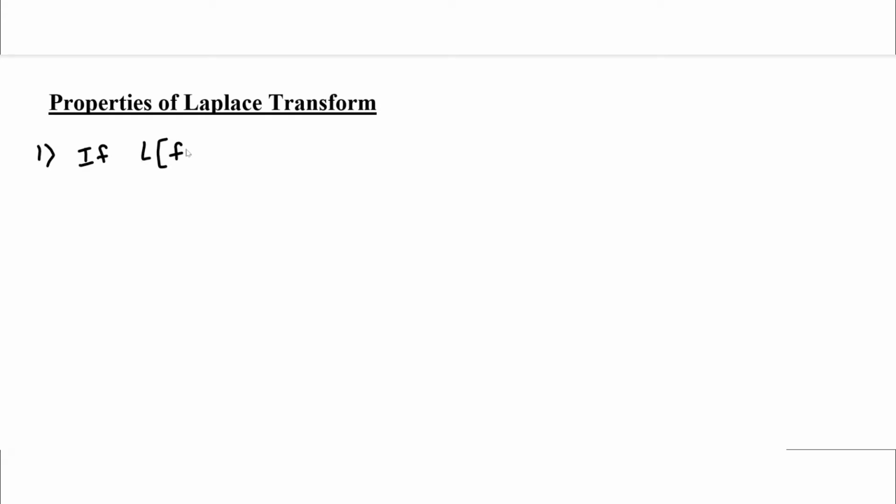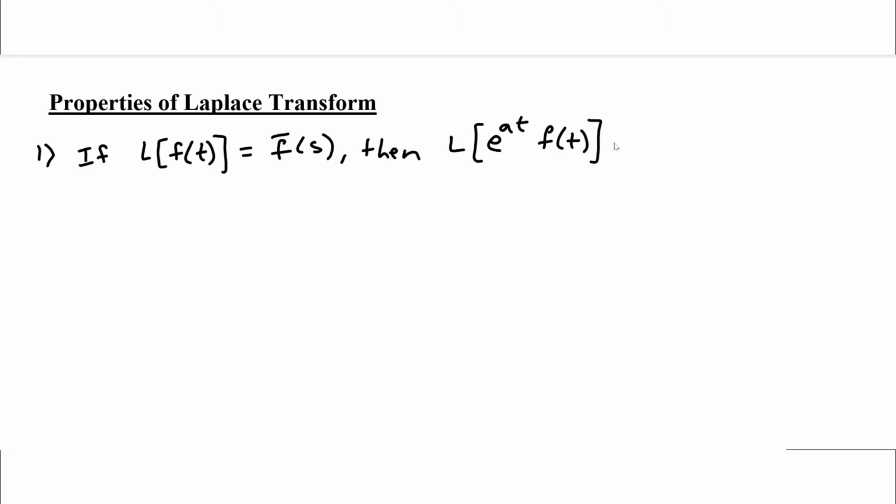If L of f of t, the Laplace transform, can be represented in the form of f bar of s, then in that case the Laplace transform of e power of at f of t can be written in the form of f bar of s minus a. So that's the property we have.